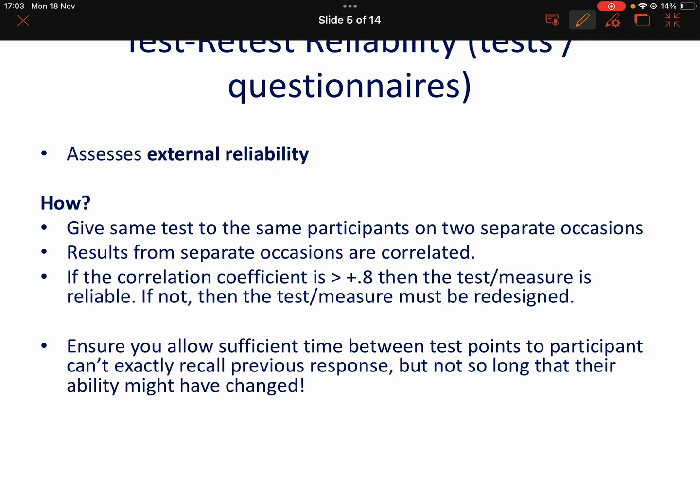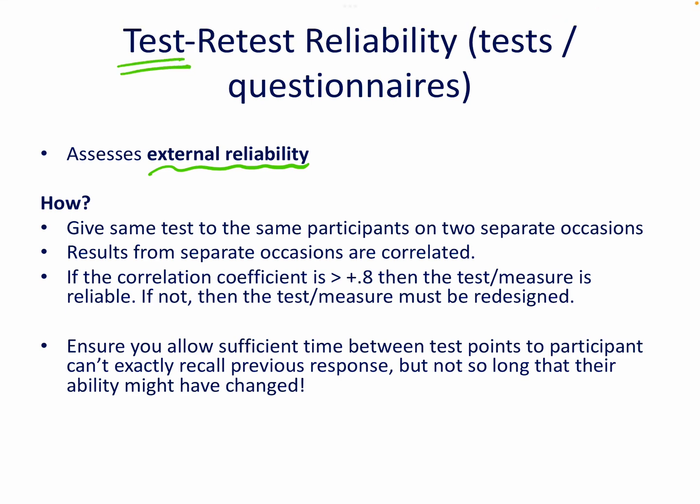Let's have a look then at test-retest reliability. This is a measure of external reliability. So this is about the consistency of a measure from one use to another. In this case, what we're trying to do is to see if there is reliability between the first time participants do the test and the second time they do the test. Test, retest. Time 1, time 2. If our test is reliable, it should produce the same results on separate occasions.